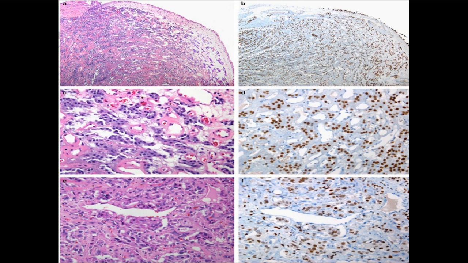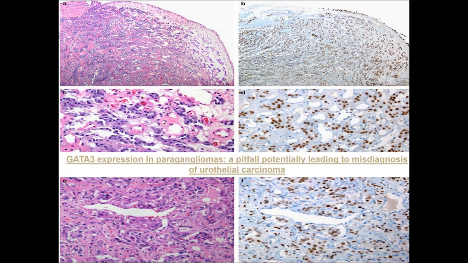So these are some examples of paragangliomas which are mimicking urothelial carcinomas. GATA3 expression in paragangliomas is a pitfall, potentially leading to misdiagnosis of urothelial carcinoma.